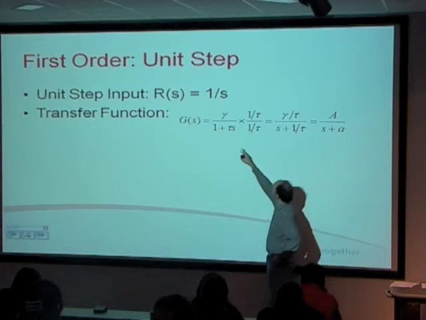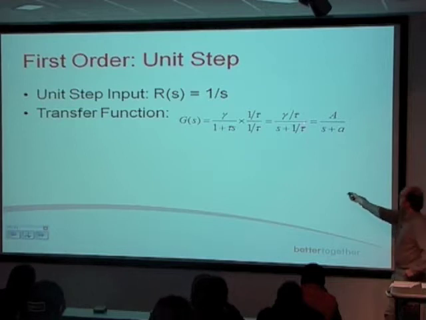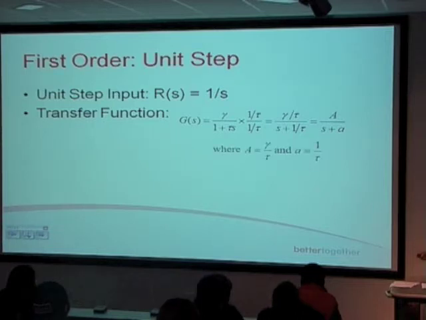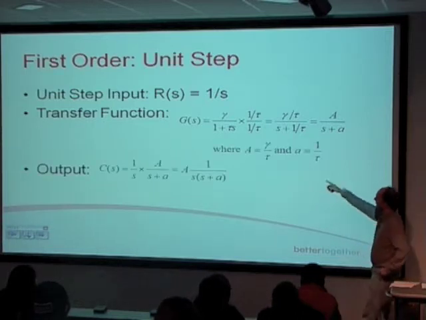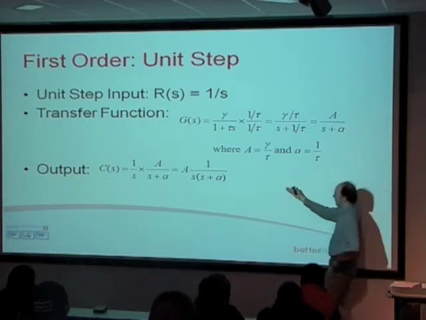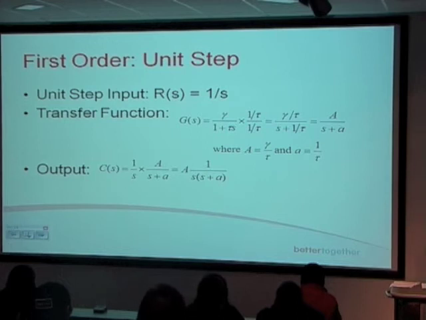This is the one where I know what tau is, and so I can work out various aspects of the transfer function, the gain. I've converted it into this form, A upon S plus A, which is another form of doing it, where A is gamma upon tau and A is 1 upon tau. So there's my transfer function, and there's my input. So the output is going to be those two multiplied together. The output, C of S, is 1 upon S, the input, multiplied by A upon S plus A. And so I get this nice output there: A over 1 upon S times S plus A.